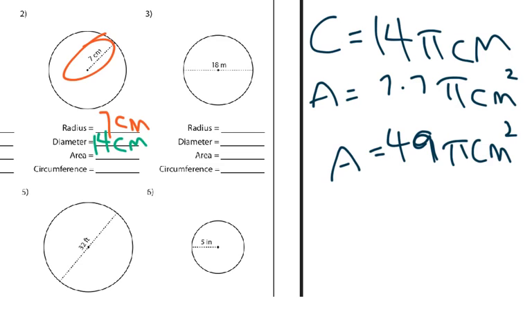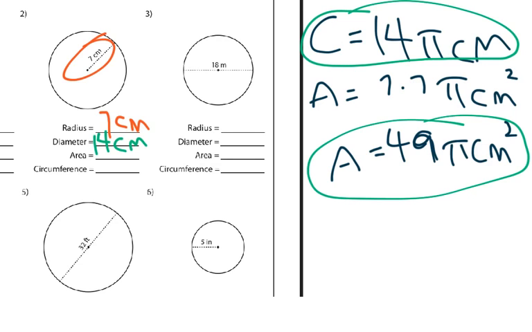So we've already solved for both number 1 and number 2. Circumference, area, radius, and diameter. So go ahead and finish that page out, and then hand it in with your packet. If you have any questions, raise your hand and ask for help.